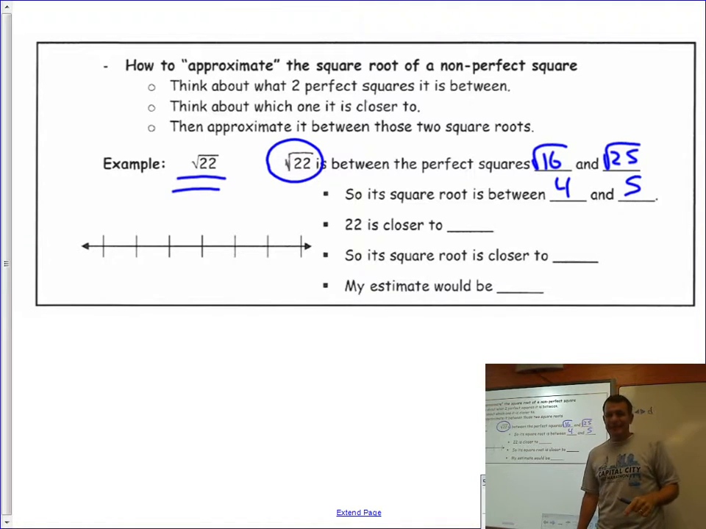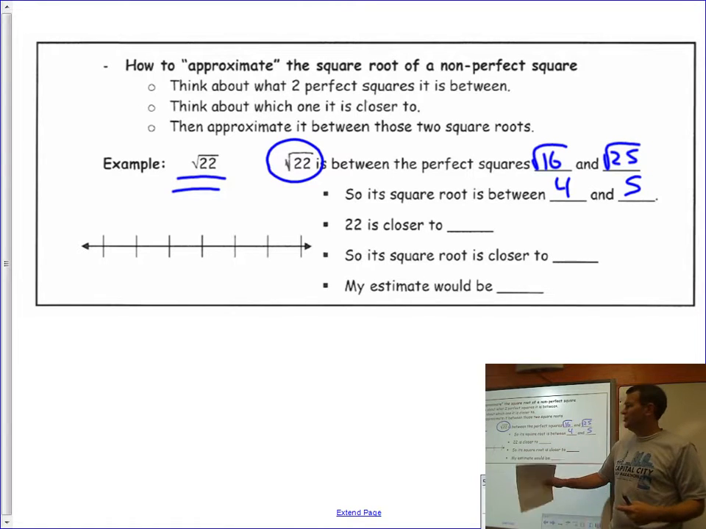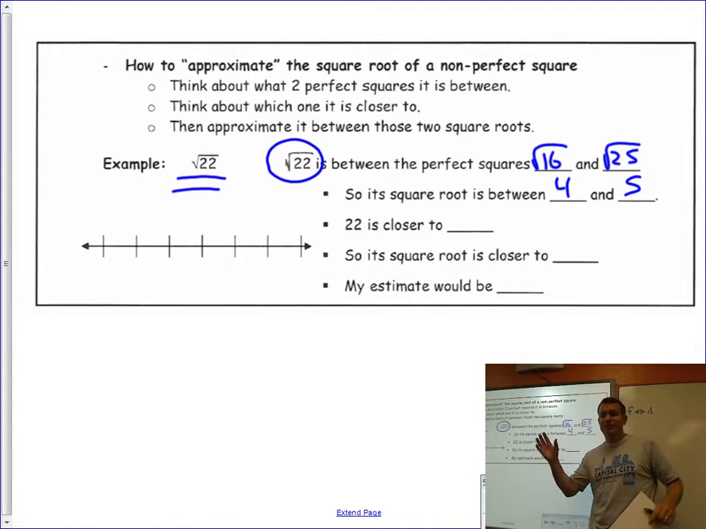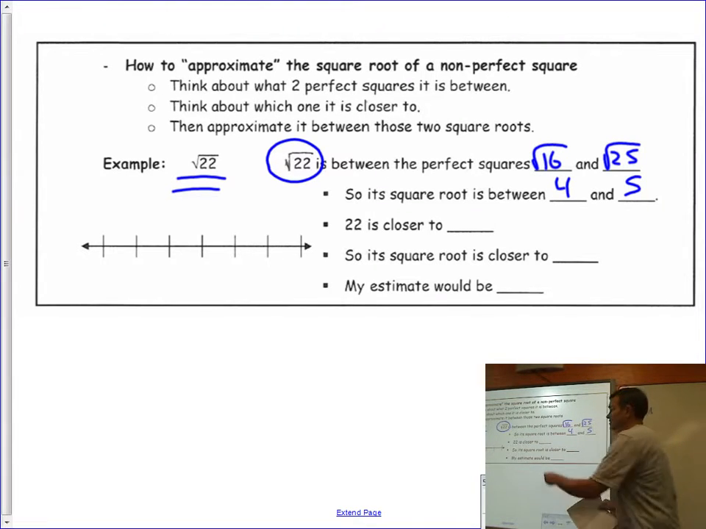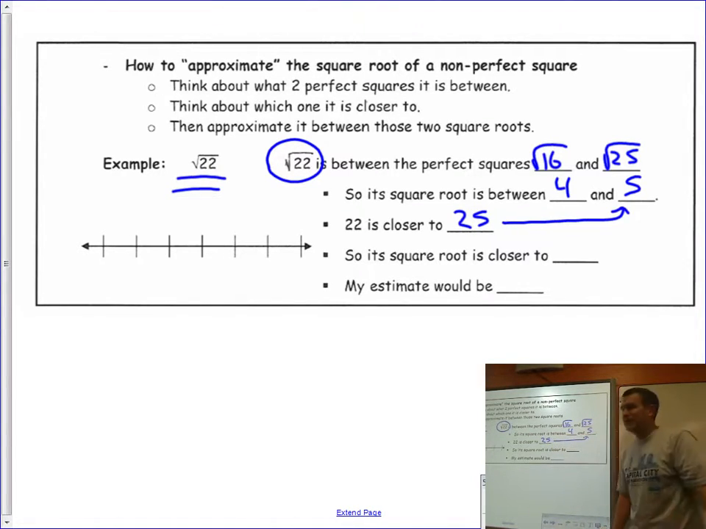But I want you to narrow it down just a little bit more. What number is 22 closer to? Is 22 closer to 16 or is it closer to 25? Well, it's closer to 25. So that means that its square root will be closer to 5, right? So when I make my estimate, I want to pick a number that's between 4 and 5, but I want to go closer to 5. So I want to go more than 4.5.